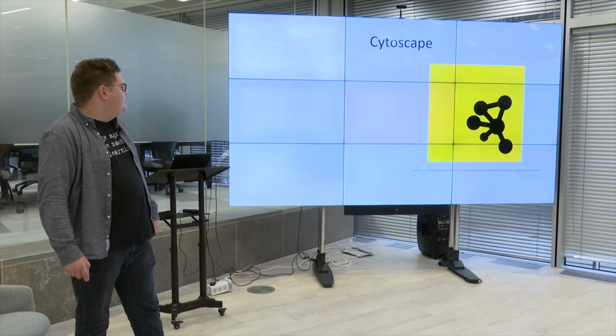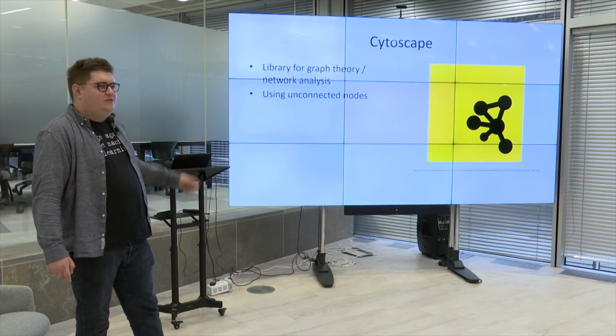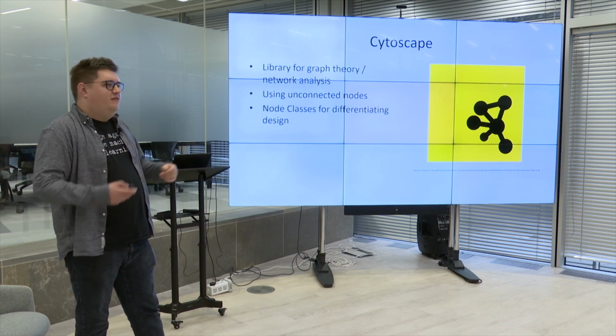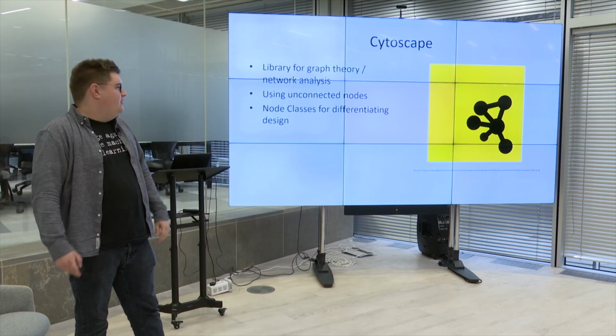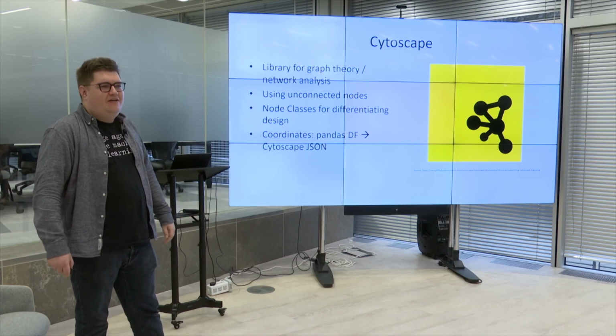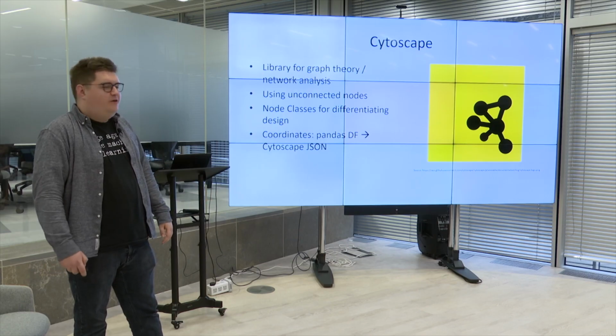And then what I talked about already is Cytoscape, a little bit more of Cytoscape. It's for network theory and analysis. Instead of a big graph with a lot of edges, I used unconnected nodes, and you can use different style classes for different designs, and for having some extra data in the labels. Then I had a separate function to convert the data format in the pandas data frame to the Cytoscape JSON, and then the other way around for the custom data for the model scoring.